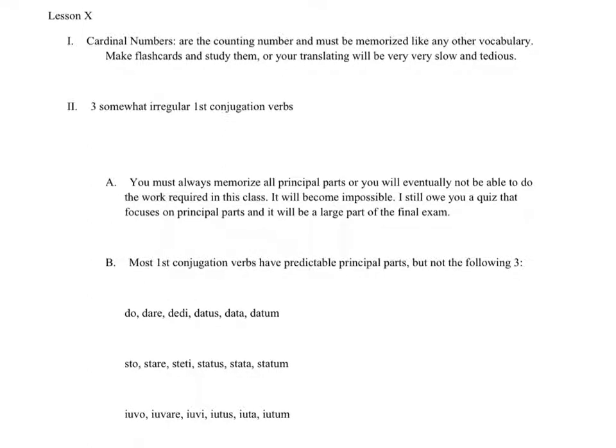Lesson 10 begins with cardinal numbers. You learned the counting numbers 1 through 10, which is what cardinal numbers are, in a previous chapter. They must be memorized like any other vocabulary. If you don't, it'll make your translating very slow and tedious. In this chapter, you learn the counting numbers 13 through 20.